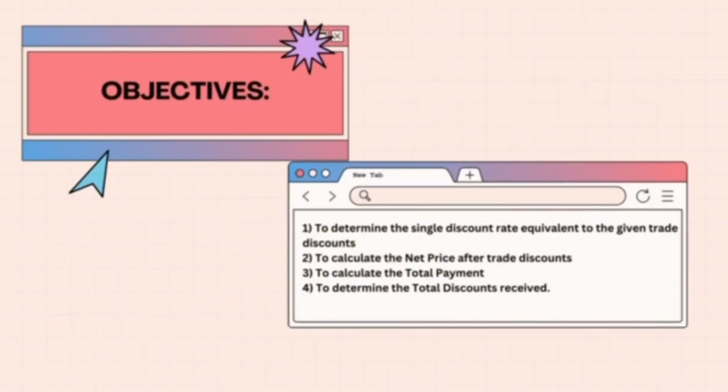The objective is, number 1, to determine the single discount rate equivalent to the given trade discounts. Number 2, to calculate the net price after the trade discount. Number 3, to calculate the total payment. And number 4, to determine the total discount received.